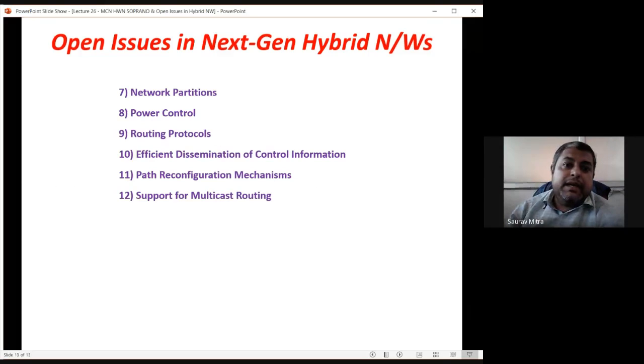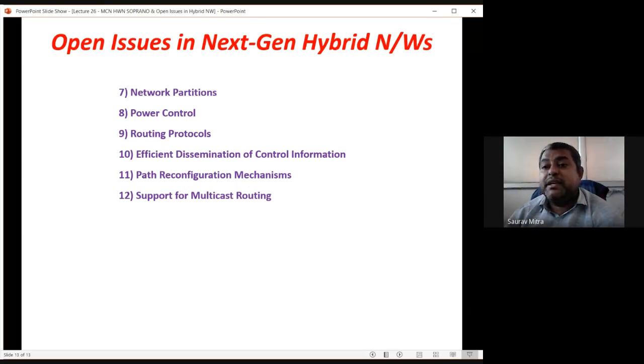There are some more things, these are the open issues in case of hybrid next gen network. The first one is network partition. Network partition happens when, within a cell, the lower portion and upper portion are partitioned, because the lower portion nodes cannot communicate with the upper portion nodes. It might happen because of mobility, mainly. So in case of next gen hybrid network, partitioning should not happen within a cell.